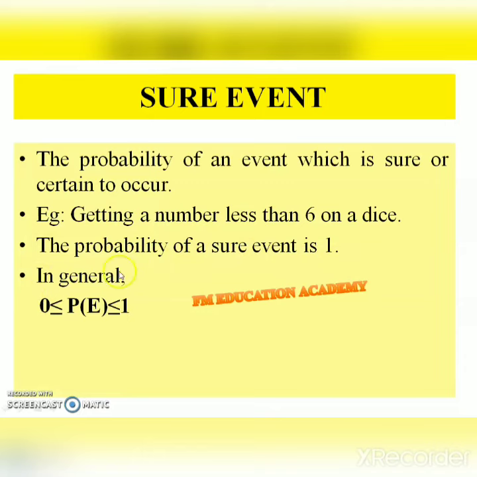So in general, the probability will always lie between 0 and 1. Probability of an impossible event is 0. Probability of a sure event is 1. We can have 0.5, 0.6, 0.7 probability, but it should only lie between 0 and 1. The probability of any event cannot be more than 1. So we can say that 0 is less than or equal to P of E, which is less than or equal to 1. That is, the probability of an event always lies between 0 and 1.